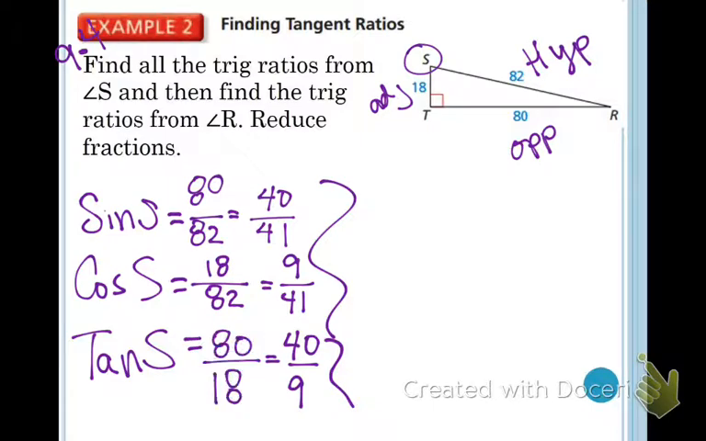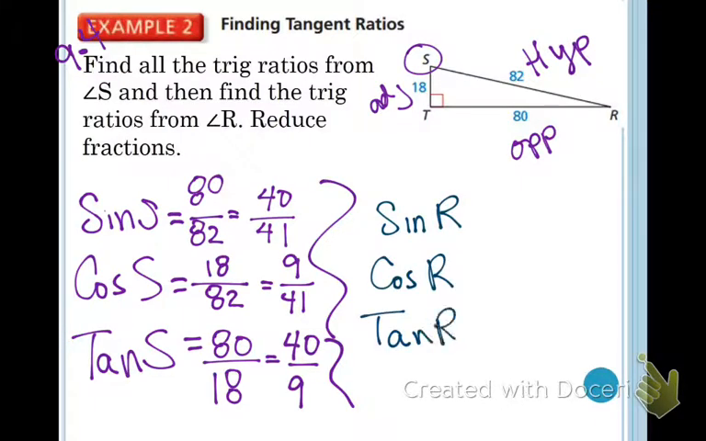Okay? So we're going to leave it here for now, but in like 2 lessons, you're going to see an equation that looks like that. Now we're going to find sine from angle R, cosine from angle R, tangent from angle R. So if we're coming from angle R, which of my sides change? Adjacent and opposite. So what becomes my opposite? 18, which makes 80 be my adjacent.